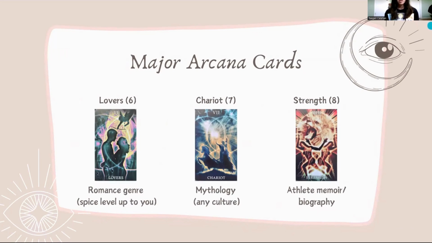Next, we have the lovers. This one's pretty literal. So I put romance genre and spice level up to you or the patron. There's quite a sliding scale out there. So that part they can pick themselves. Next is chariot. I went with mythology of any culture, any time frame that someone wants. And then we have strength. I went with an athlete memoir or biography because a lot of times these athletes really require physical strength and mental strength.